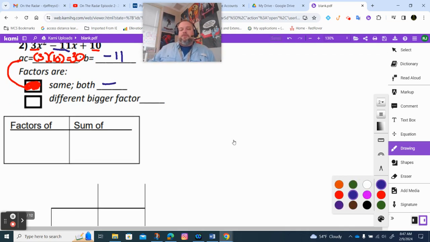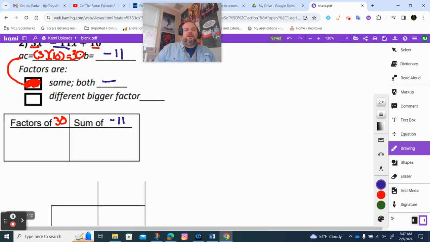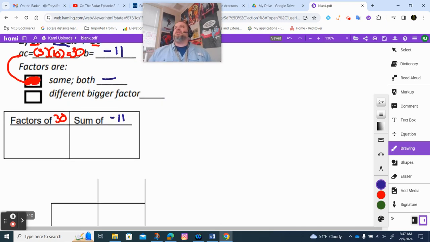All right. So factors of 30 with a sum of 11 or negative 11, however it's written. So what's some numbers that will divide 30? 5 and 6. Awesome possum. And then 5 plus 6 is 11. Perfect. Remember, the box you don't have to do. It's there if you need it. Okay?